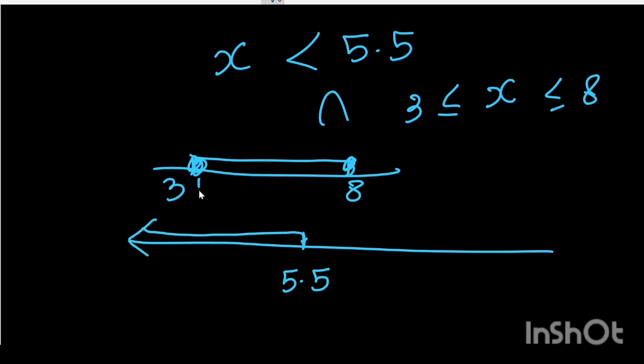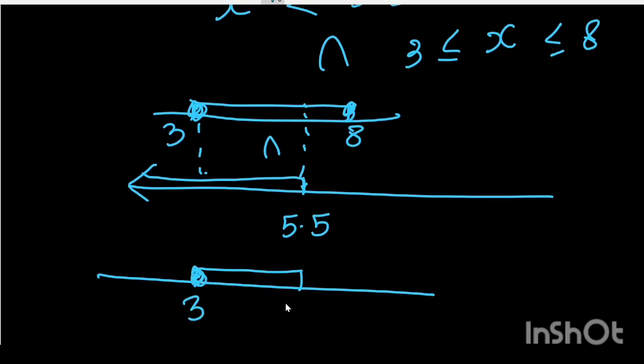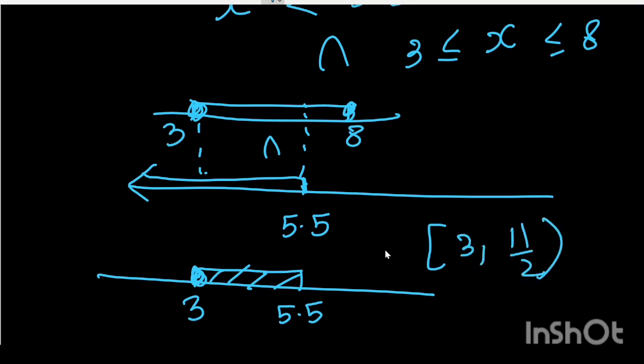If you take the intersection with the domain, what you will obtain would be the final solution, which would be from 3 included to 5.5 excluded, because here 5.5 is not included. So this is the answer: closed at 3, to 11 by 2 open. That is the final solution of this question, guys.